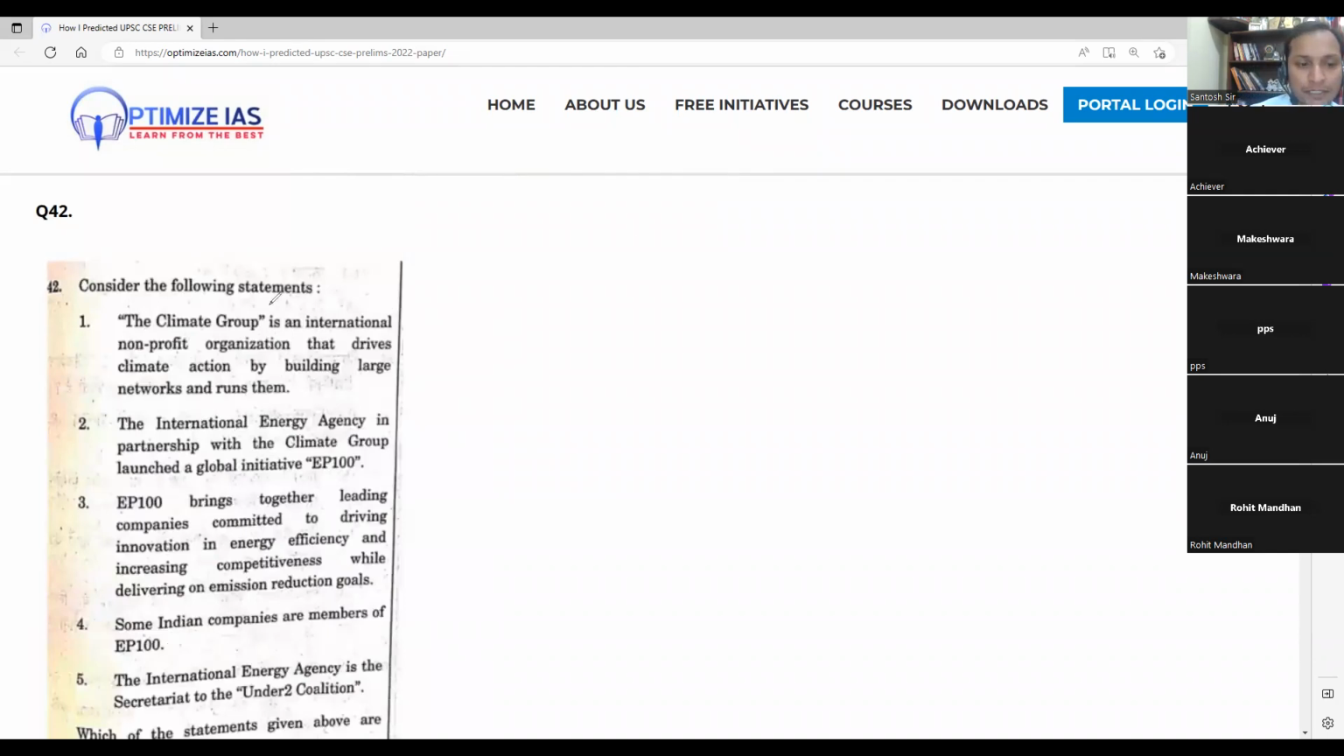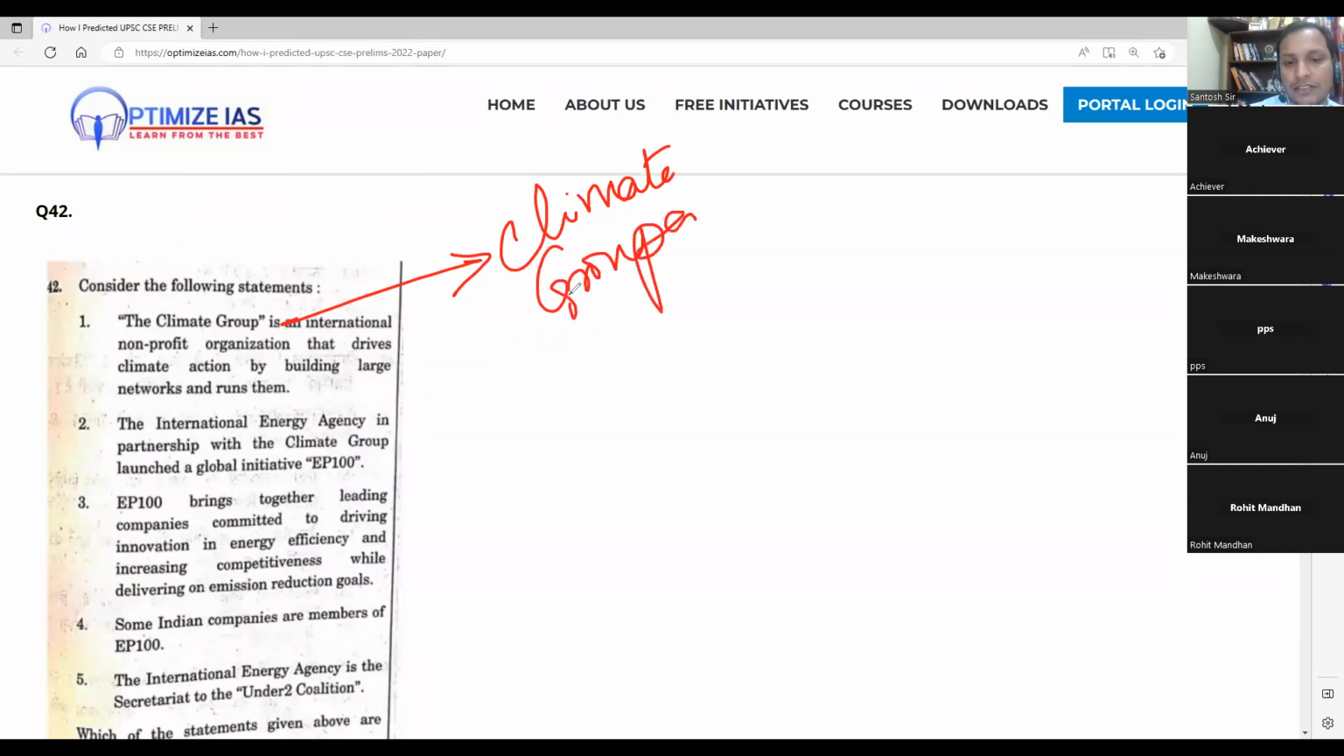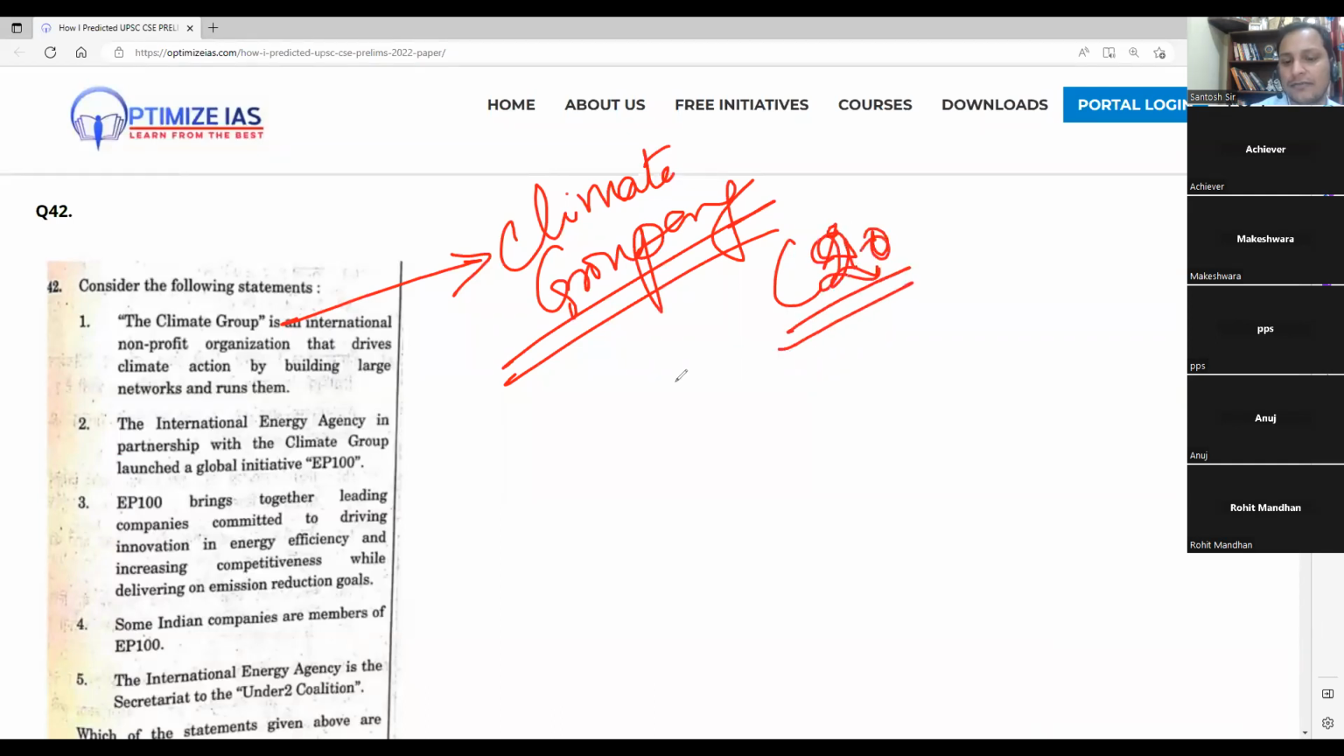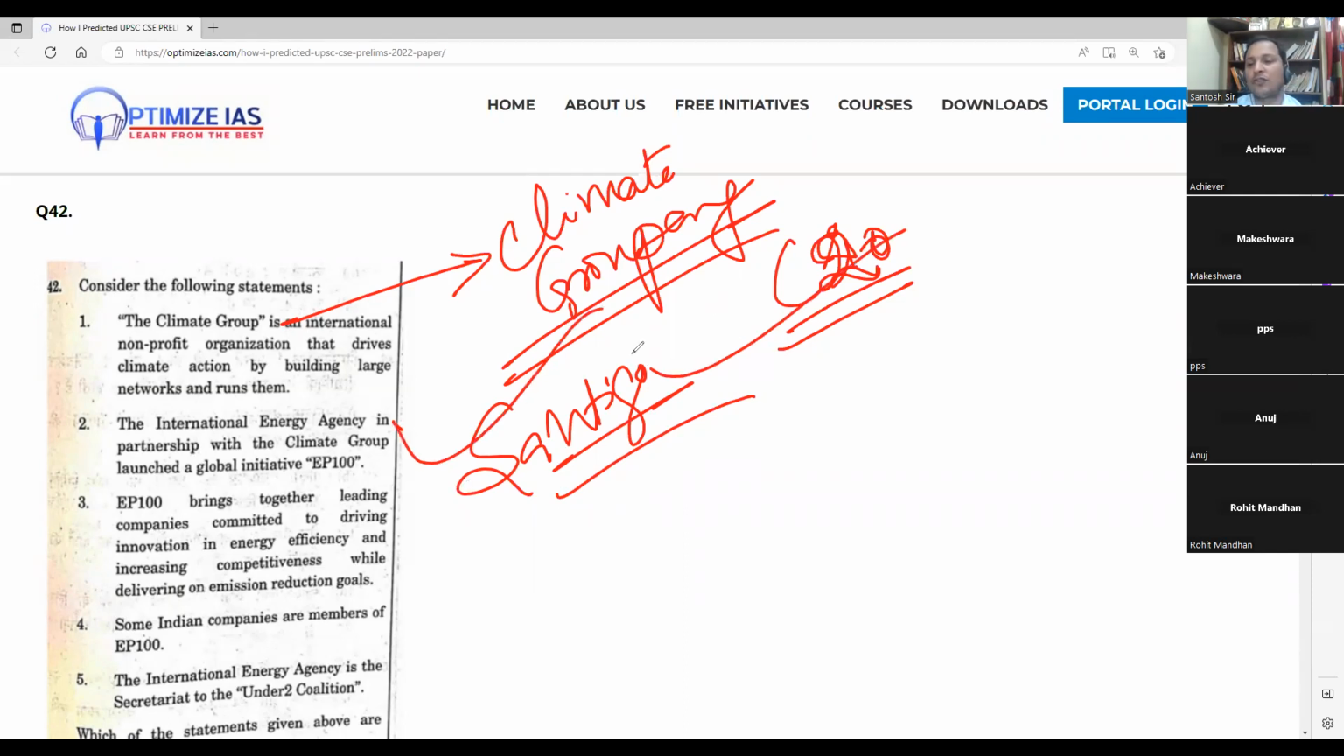Climate grouping you need to prepare. All kinds of climate groupings you need to prepare. Can you tell me C40, C20 or C40? What is C20? Santiago group. Can you tell me Santiago group? Have you heard about all this? Don't worry, I have included in my Optima notes all the kinds of groupings, informal, formal groupings.